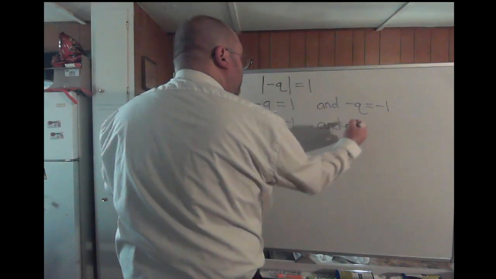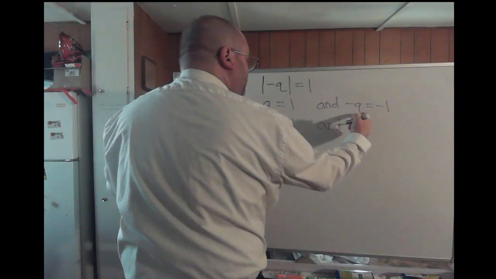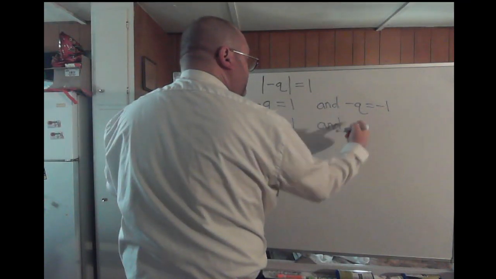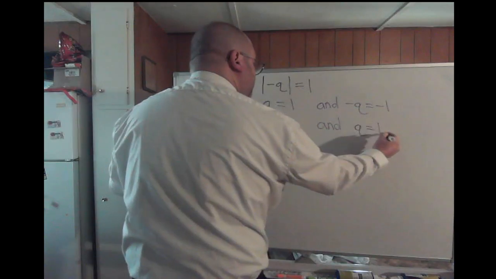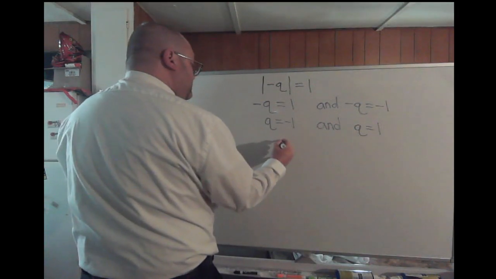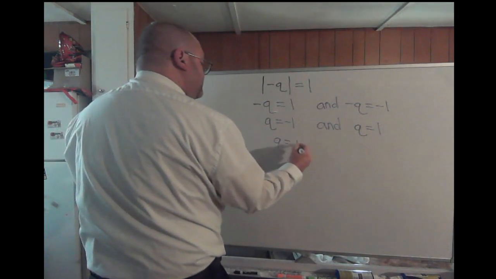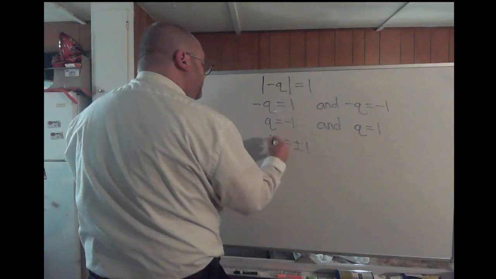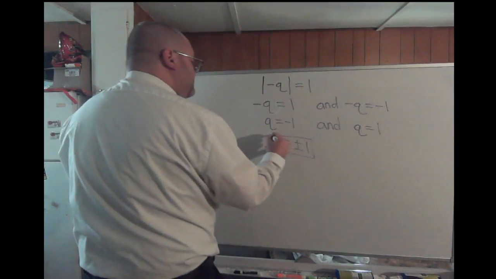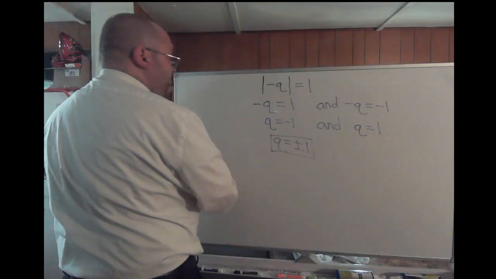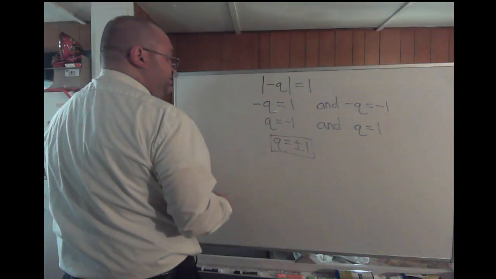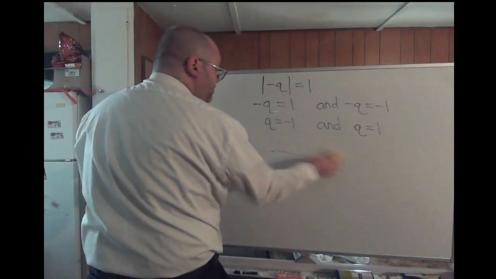And then if you divide on the right equation, negative q equals negative 1, divide both sides by negative 1, you'll get q equals positive 1. So the answer to this is q is still plus or minus 1. So yes, you can have negatives inside the absolute value. That is completely normal.